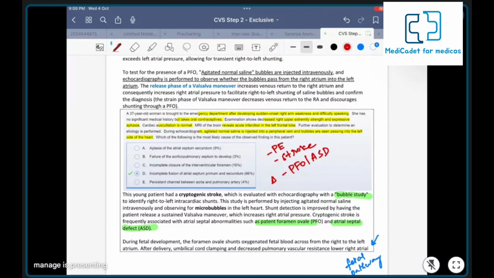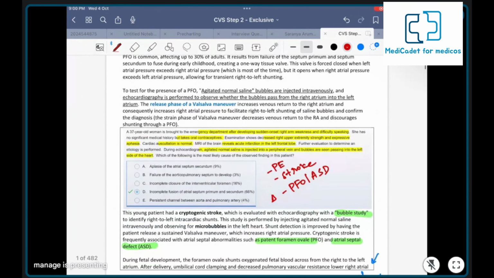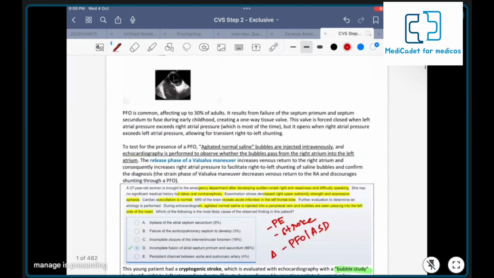Pulmonary embolism. So they're asking what is the cause, what could be the reason for this patient developing stroke. So the answer is PFO, which is like incomplete fusion of atrial septum primum and secundum. The thing that we usually get confused with PFO is that we have the septum primum and the septum secundum. This is primum, this is secundum, and we have something called ASD.